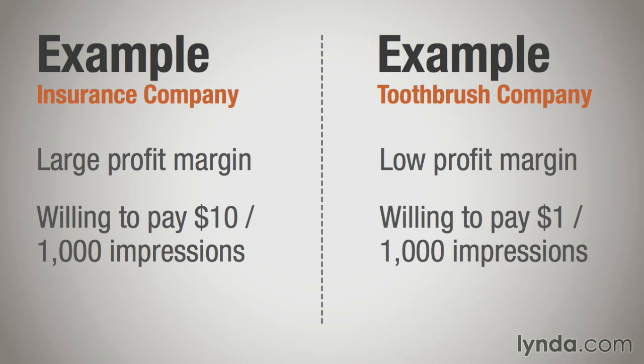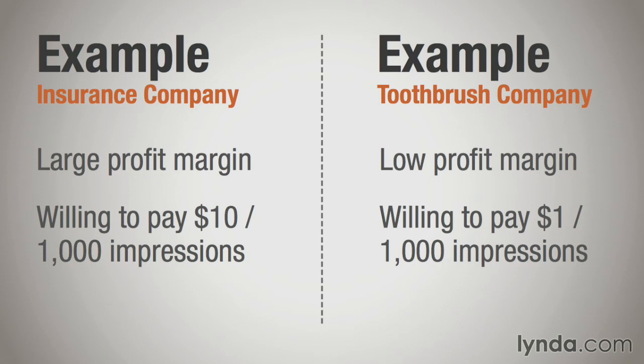If the insurance company sells one insurance policy, they're probably making a pretty big profit and therefore can afford to pay more for an advertisement. Let's say that the insurance company is willing to pay $10 per 1,000 impressions. The toothbrush company is probably making a much lower profit margin and therefore cannot afford to bid as high for internet advertisements. For this example, we'll say that the toothbrush company is willing to pay $1 per 1,000 impressions.